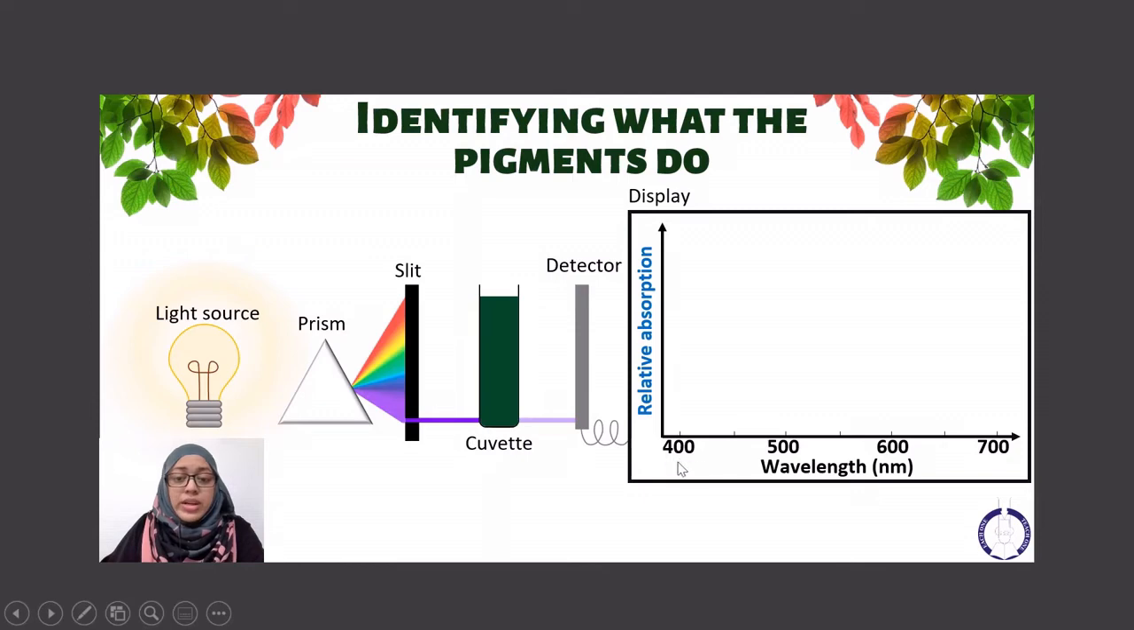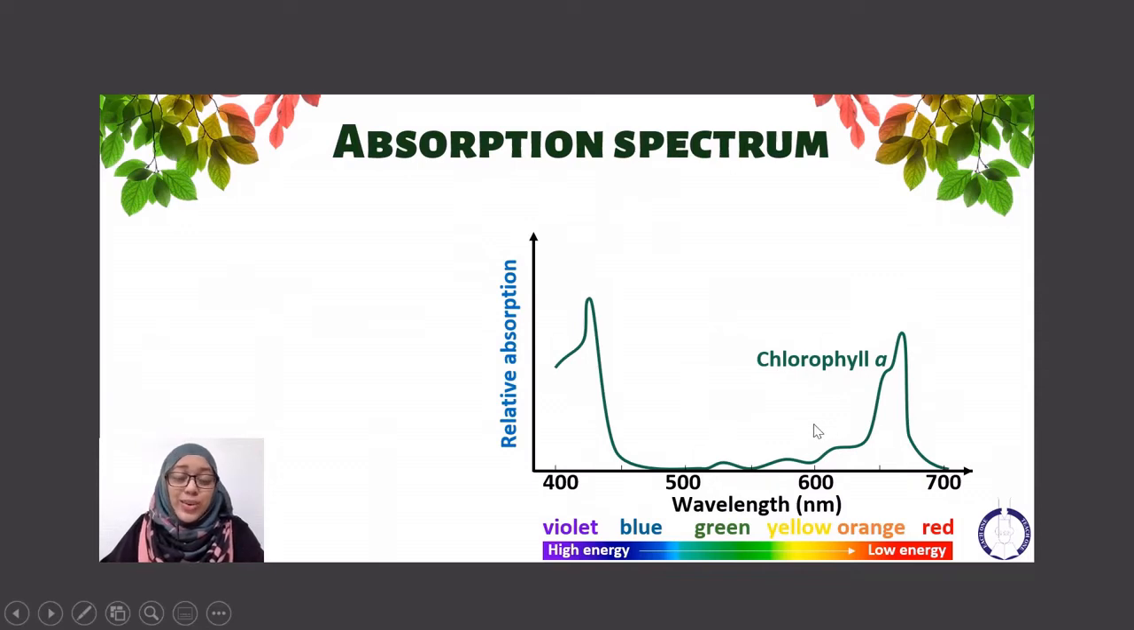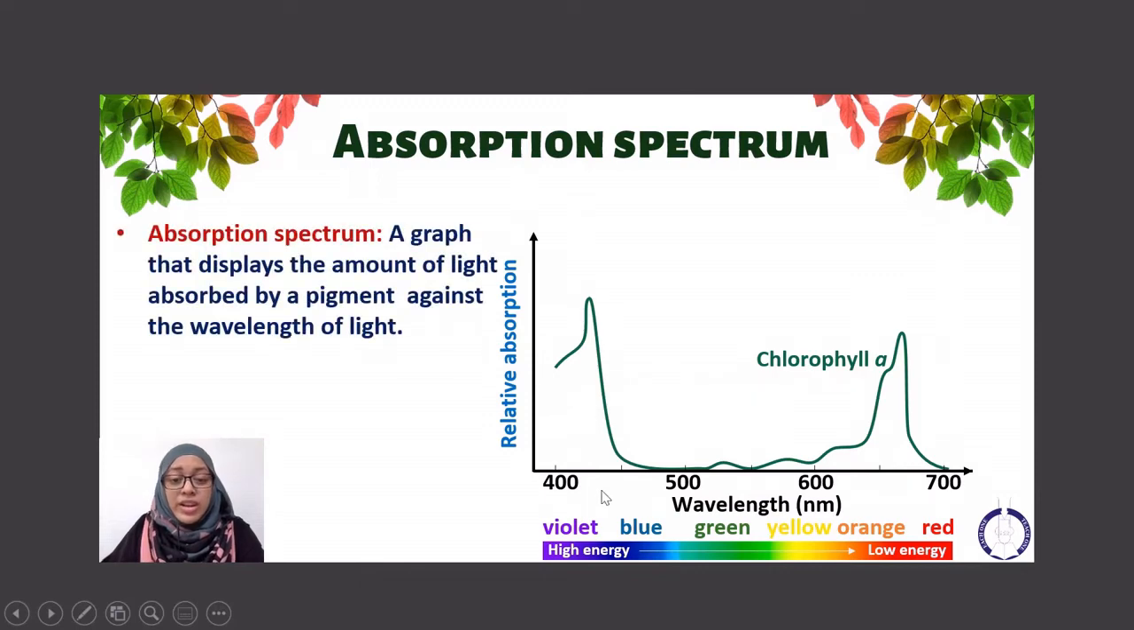So the 400 nanometer is going to be this violet blue wavelength, 700s are going to be the reds. So as I change these wavelengths of light, how much of light is being passed to the other side without being absorbed is going to be measured, and that is going to be drawn as a graph on the display that is being attached. So how much of light is being absorbed is going to be measured, and it's going to show a graph, and this graph that I have is called the absorption spectrum. So the absorption spectrum is basically a graph that shows for a particular pigment how much of light is being absorbed at the different wavelengths.